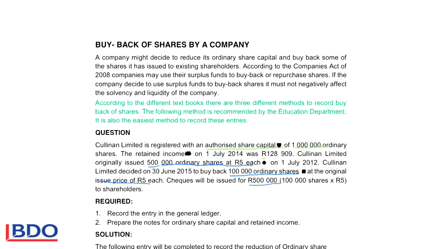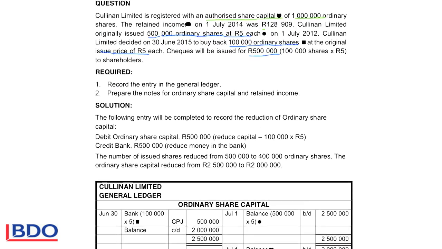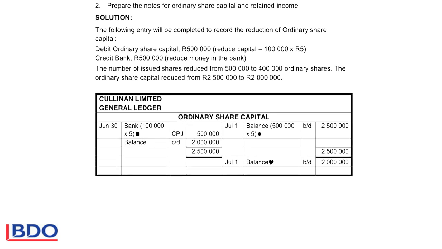Now, if we record these entries in the general ledger and in the notes, we will see that in the general ledger, the ordinary share capital opened up with a balance of 500,000 shares times 5, so the opening balance was 2.5 million. Now, if they rebuy shares from the shareholders, it means that this ordinary share capital must reduce with the number of shares that was repurchased and at 5 Rand, the original sales price.